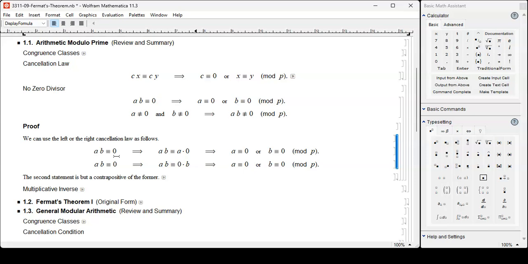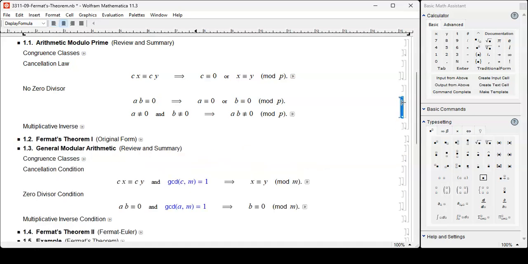A times b is congruent to 0, and rewrite 0 as a times 0. Then we can apply the cancellation law, crossing out a so that we get b is congruent to 0, otherwise a is congruent to 0. Or you can do the same thing the other way as well. 0 times b is 0, and then we just cross out b so that we get a is congruent to 0 or b is congruent to 0. In any case, it works out, and that's coming from this cancellation law.